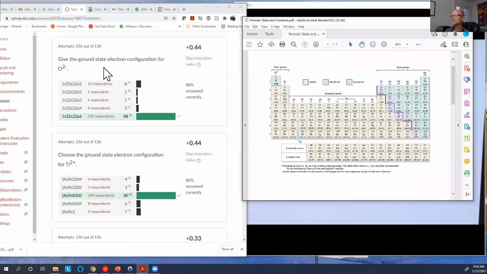Give the ground state electron configuration for O2 minus. And so that was 1s2, 2s2, 2p6. Most of you got that, so nice job.